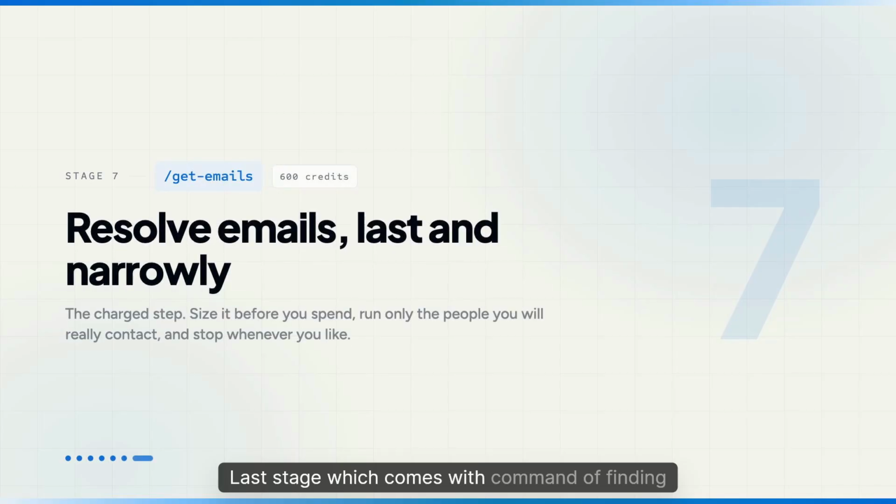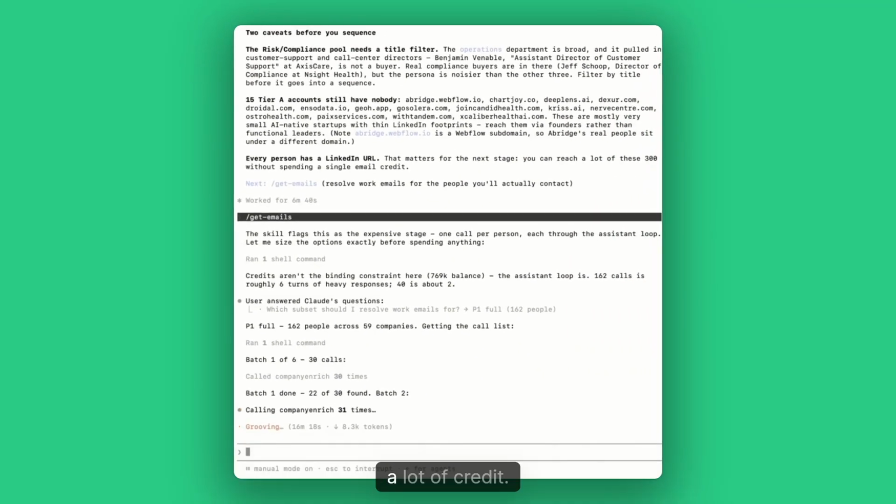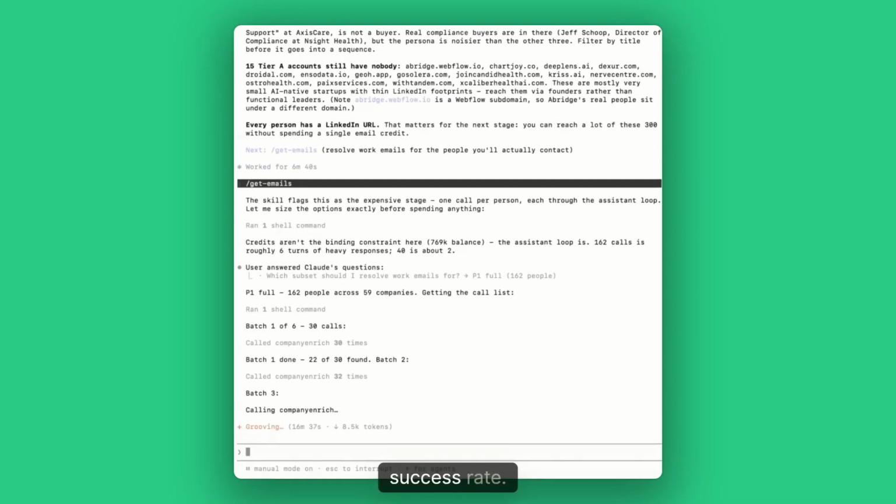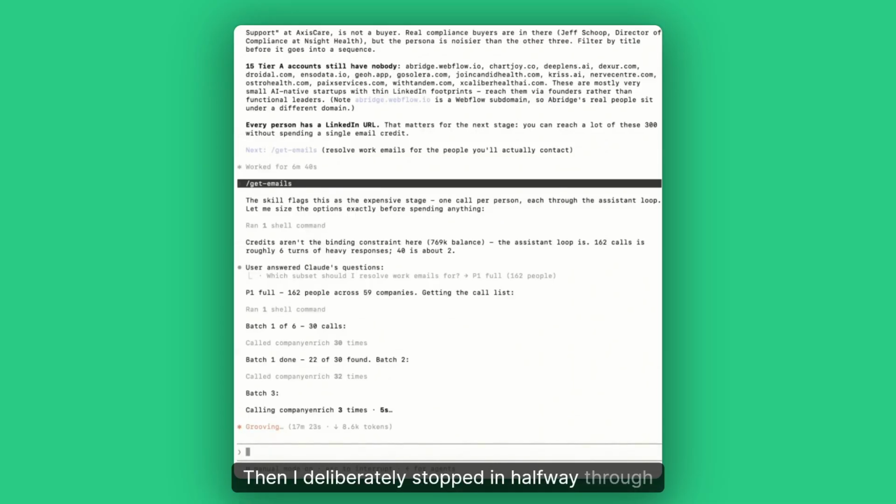Last stage, which is the complete command, finding work emails. This is the only one that actually starts spending a lot of credit. So before doing anything, it estimates the cost and expected success rate. In my case, I chose the full priority list, 162 people across 59 companies, and it started processing them in batches. Then I deliberately stopped it halfway through because I think that's actually the useful lesson here.